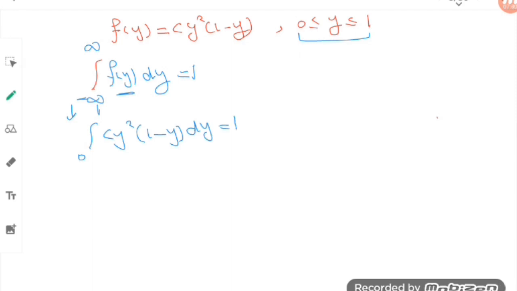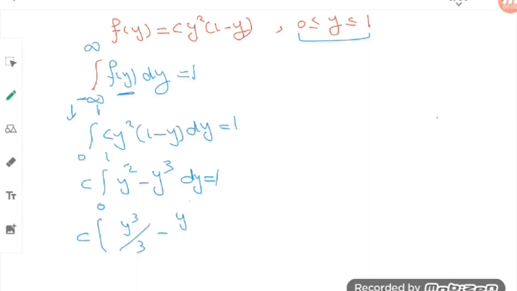So we have here c. We can bring c outside the integration from 0 to 1, and then multiply y squared by the bracket. So we'll have y to the power 2 minus y to the power 3 dy, all this equal to 1. If we apply the rule of integration, this will be y to the power 3 divided by 3 minus y to the power 4 divided by 4. Substitute with the limits of the variable from 0 to 1.